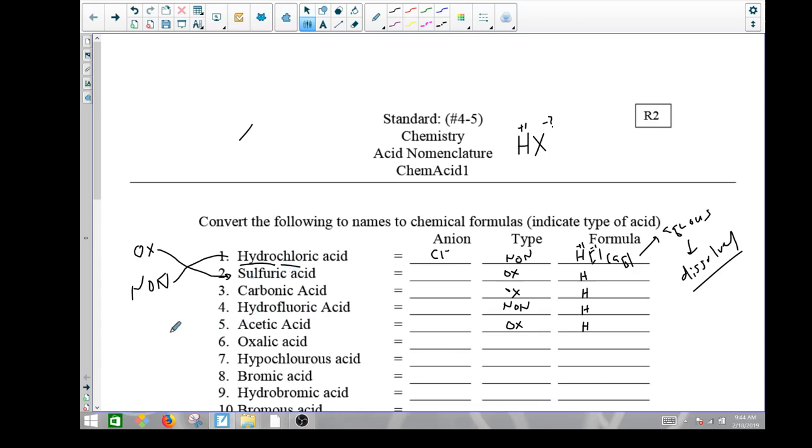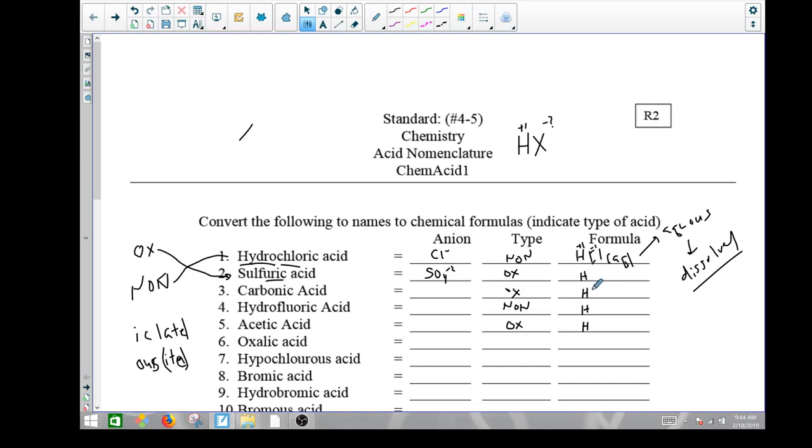All right, next one, sulfuric acid. Remember, for oxyacids, there is an ic and there is an ous. The ic is referring to an ate family, and an ous is referring to an ite family. When I say family, I'm referring to a polyatomic ion. So that's sulfate, SO4 minus 2. And because it's a sulfate, I use ic.